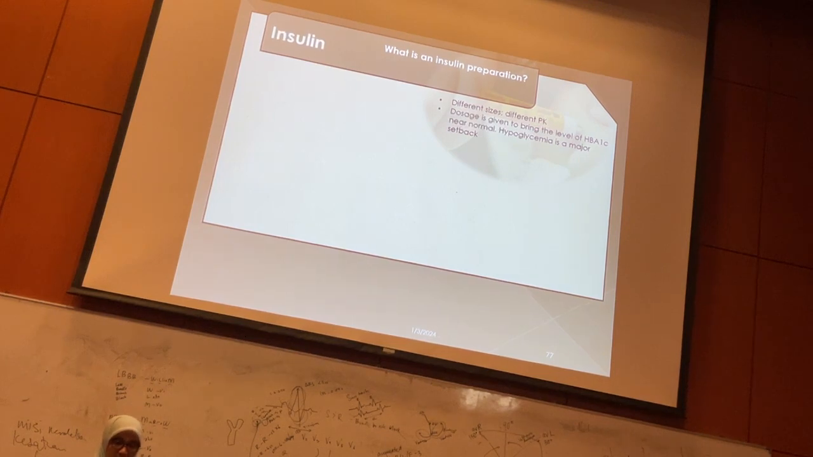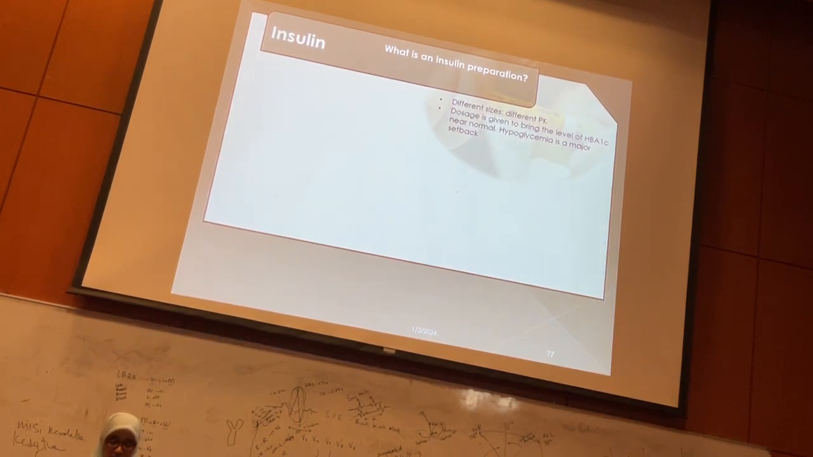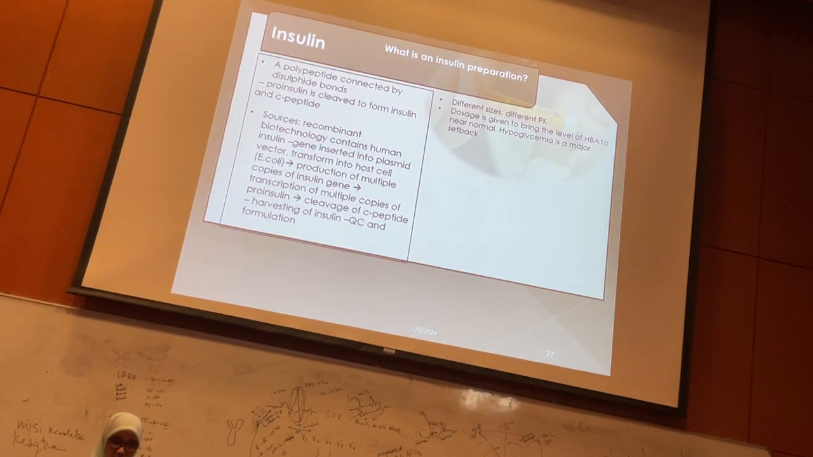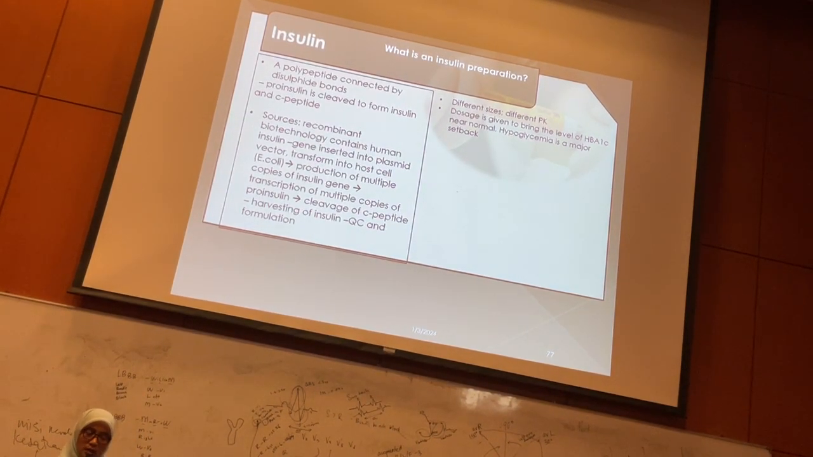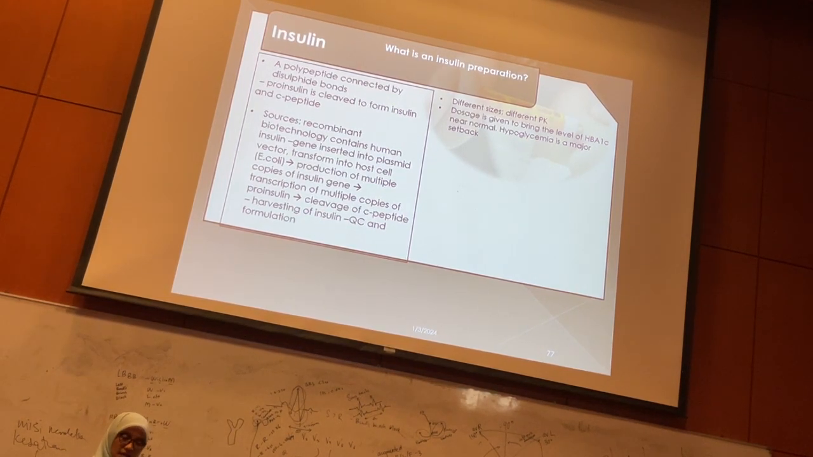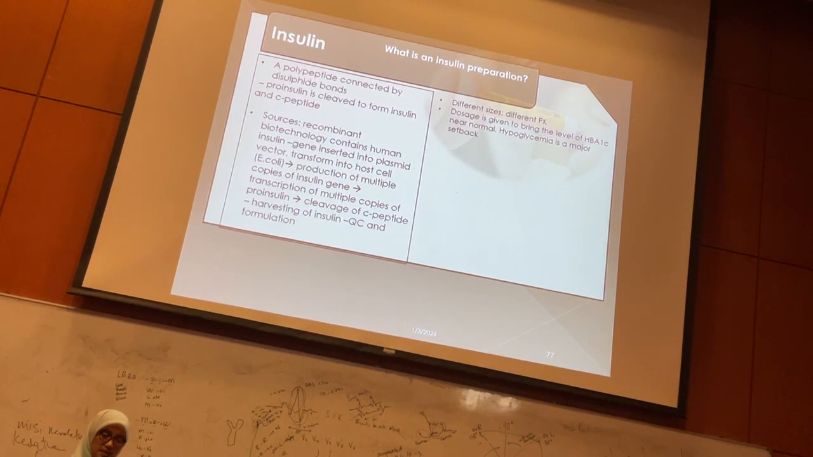So what is this? What is insulin? You know what is insulin, what is the preparation, because the insulin preparation or the formulation that they have, it's different. Ada different sizes, different pharmacokinetics, and the reason is actually to bring down the blood sugar level and the level of HbA1c. Okay, so it is a polypeptide connected with disulfide bond, and the pro-insulin is cleaved to form insulin and the C-peptide.